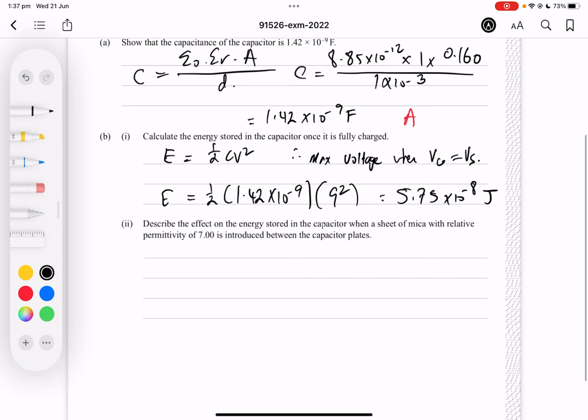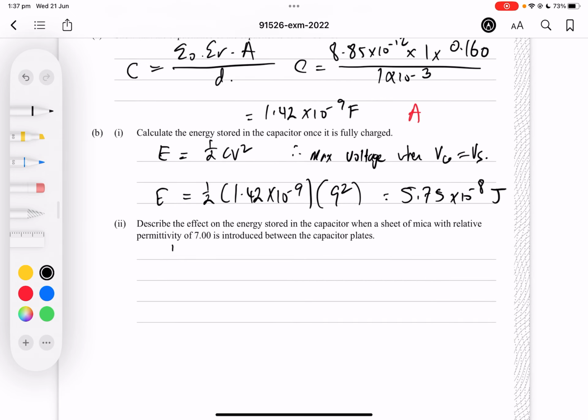Part II, we want to describe the effect on the energy stored in the capacitor when a sheet of mica with relative permittivity of 7 is introduced between the capacitor plates. So in this case, when we add the sheet of mica, it's going to polarize the charges. So there's going to be some attraction between the charges on the capacitor and those in the sheet of mica. So therefore, this will increase the overall capacitance of the capacitor. So therefore, more charge can be stored before a certain pushing voltage is reached.